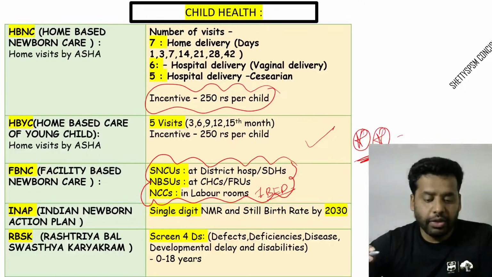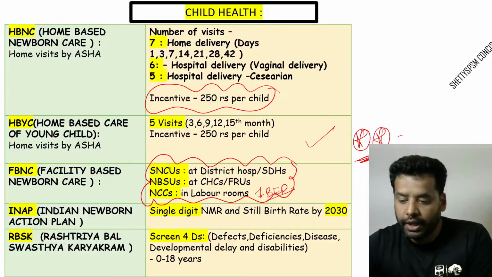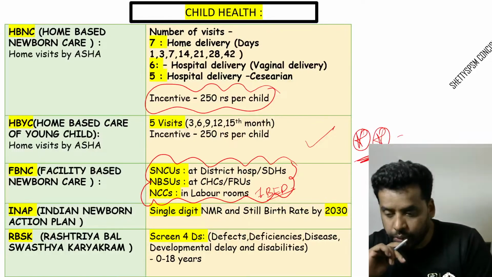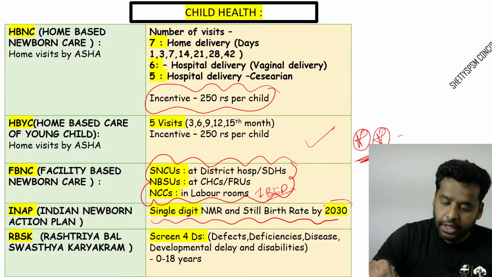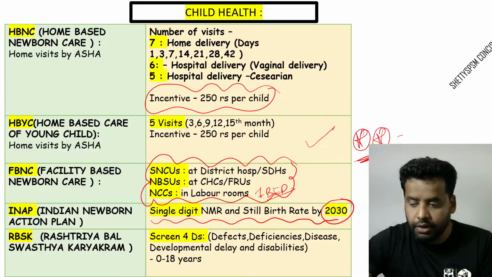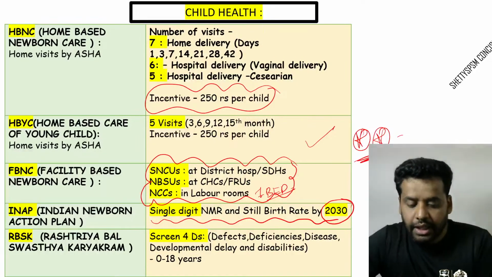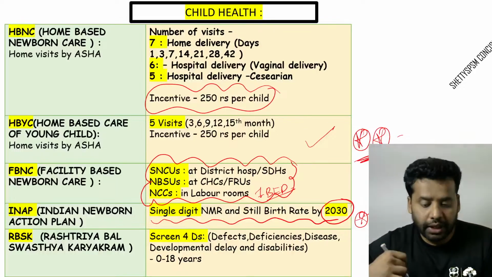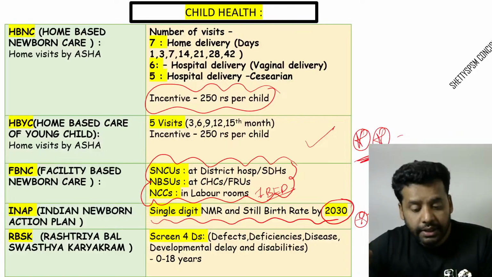What is the target of the Indian Newborn Action Plan? Single digit mortality rates we have to achieve: single digit neonatal mortality rate and stillbirth rate by the year 2030. Remember the time limit also. If they ask by which year India has to achieve this target, it is by 2030. What is the target? Single digit.